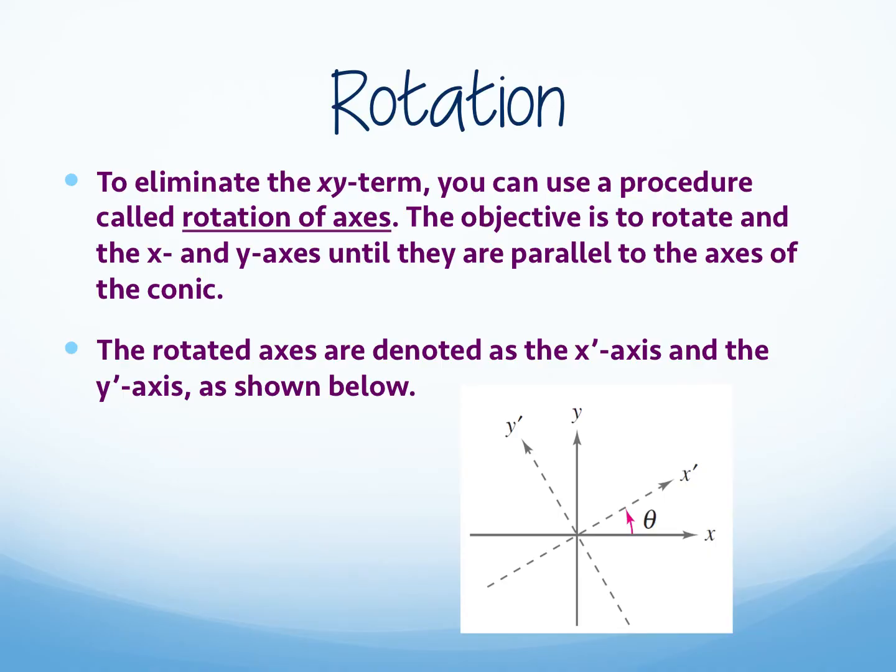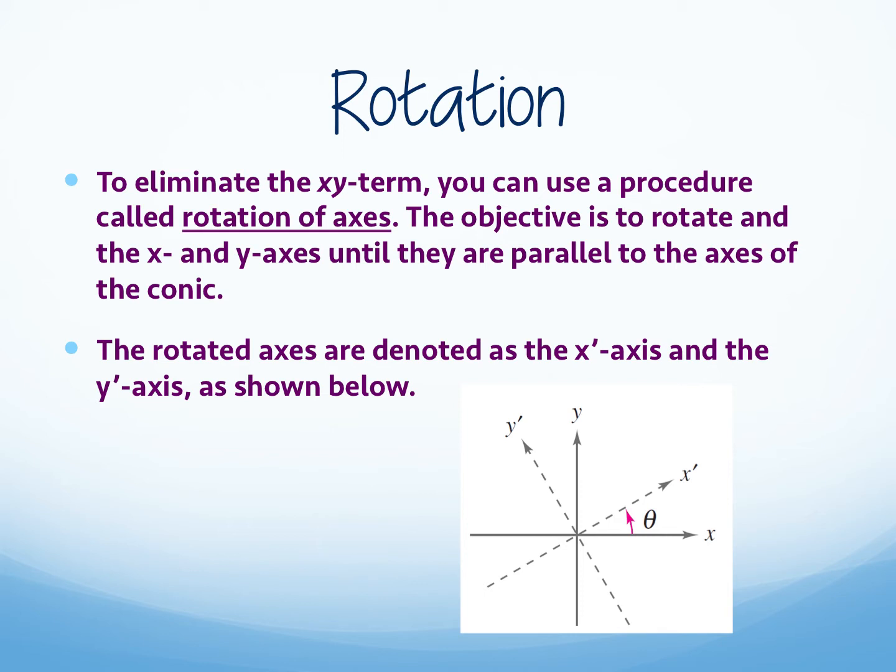Okay, so the rotation of a conic happens with an xy term. Nothing we have had up to this point has had an xy term. There's been x squared, there's been x's, there's been y squared, there's been y's, but no xy term. When you introduce an xy term, it literally rotates your axis. We are going to eliminate that xy term by using the procedure called the rotation of the axis.